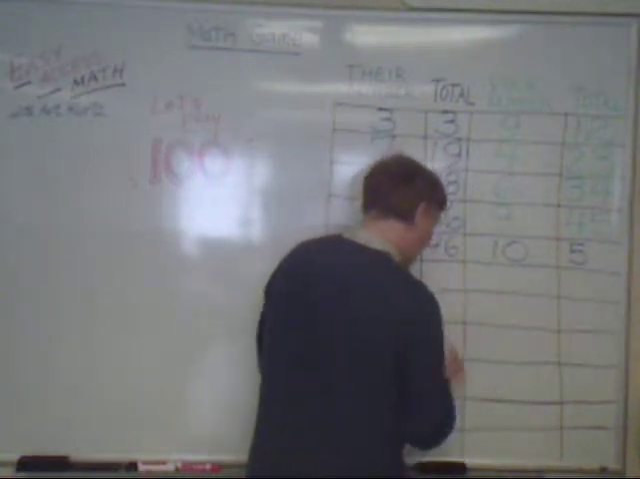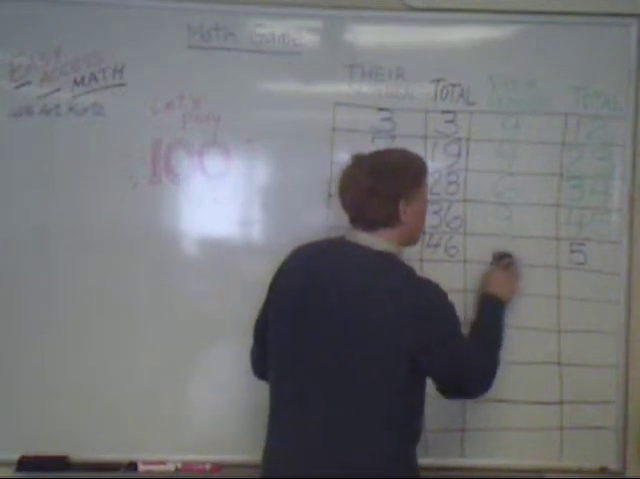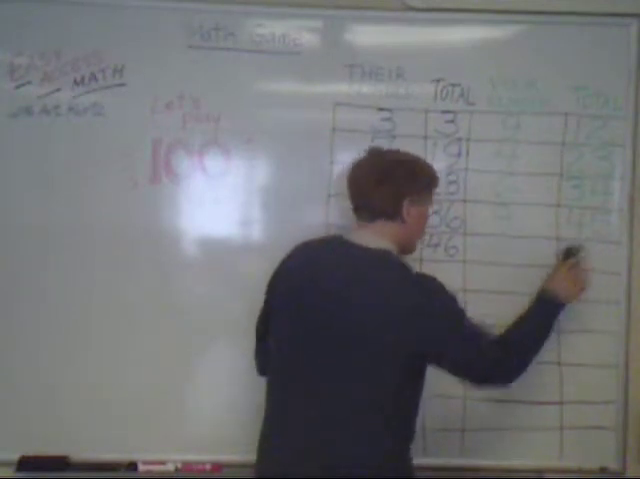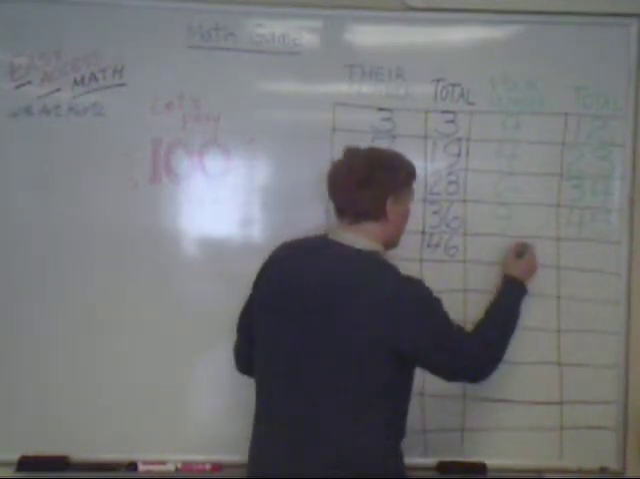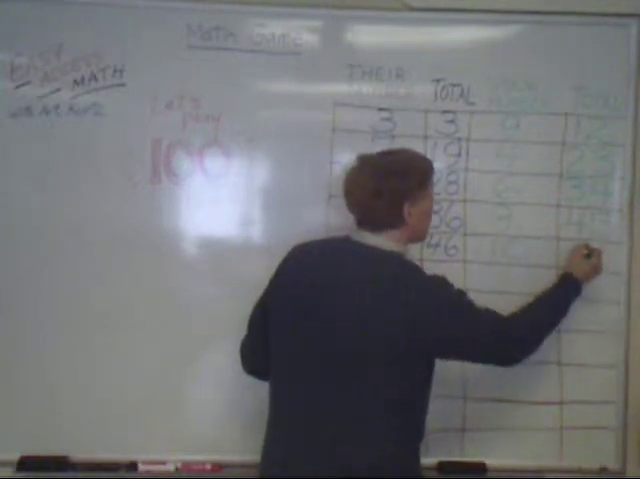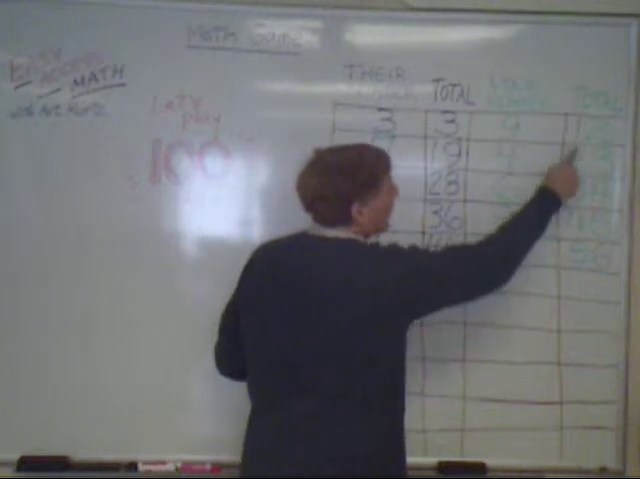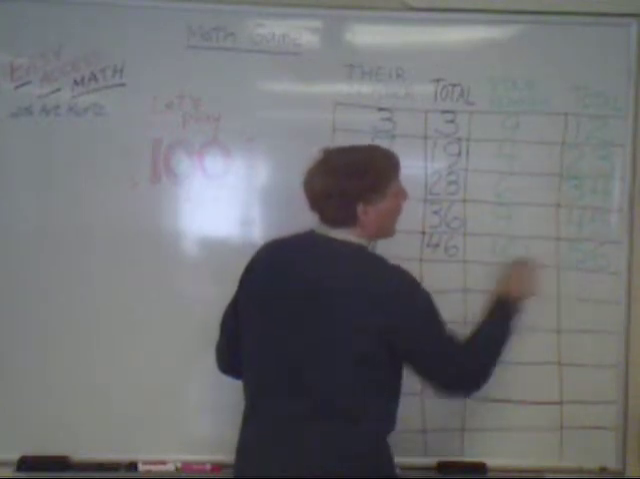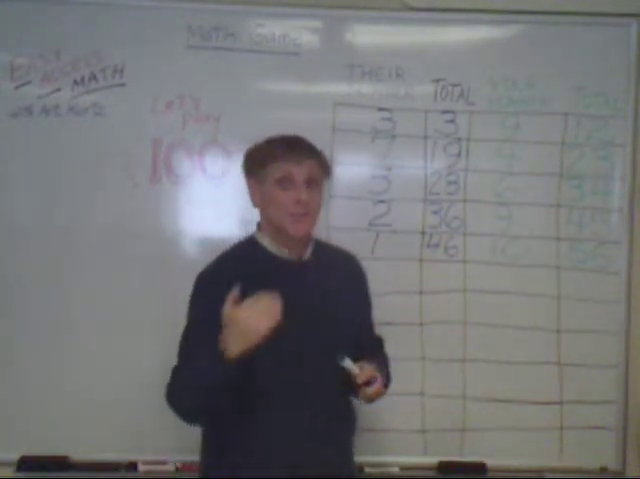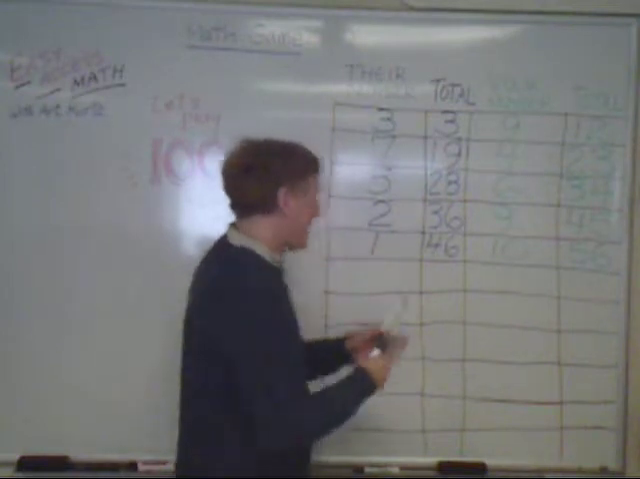Let me put that in green. That's my color. And I'm picking 10. And that takes us to 56. Take a look at these numbers. 12, 23, 34, 45, 56. Do you see a pattern?